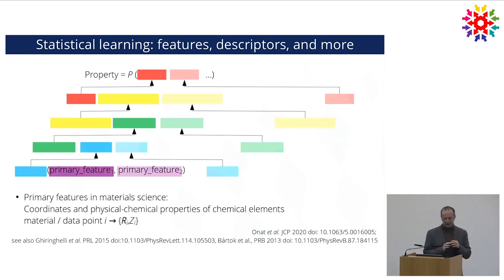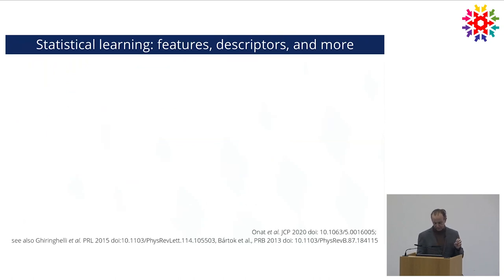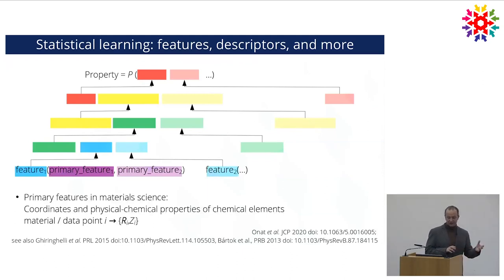So essentially, we start from the real elementary primary features that one plugs in, that could be the atomic number of chemical elements that we have in our materials, or the coordinates if we have them explicit, so some kind of raw information that we get from our measurement or whatever system we try to look for. And then we construct features on top of these elementary features, right? So we already have functions of these elementary or primary features that directly enter our learning algorithm, and these are called features.